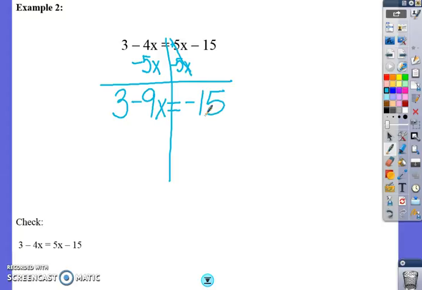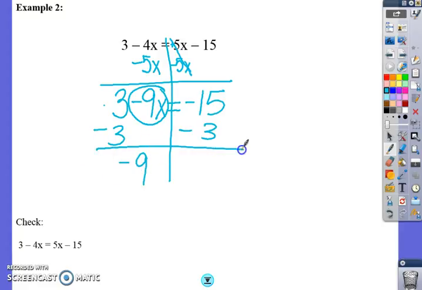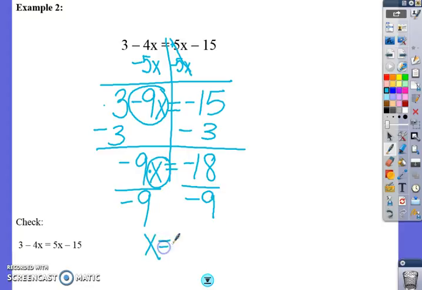Now that you've moved your variable first, now you have an equation that you know how to solve. I'm going to go ahead and circle the thing with the x. This is a positive 3, so I'm going to do minus 3 to get rid of it. So I have negative 9x equals negative 15 minus 3 is negative 18. I have to get x by itself, and they're multiplying. So I'm going to divide by 9, x equals, and if you do negative 18 divided by negative 9, you will get a positive 2.